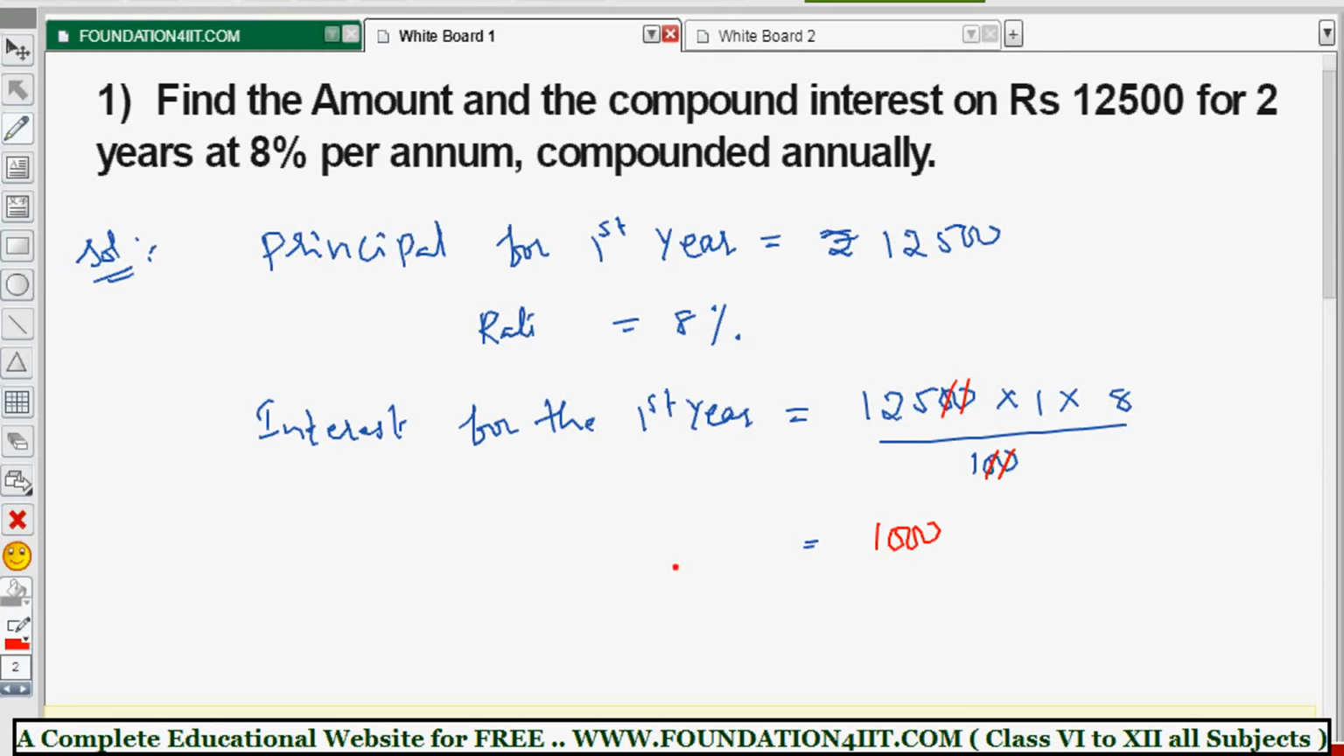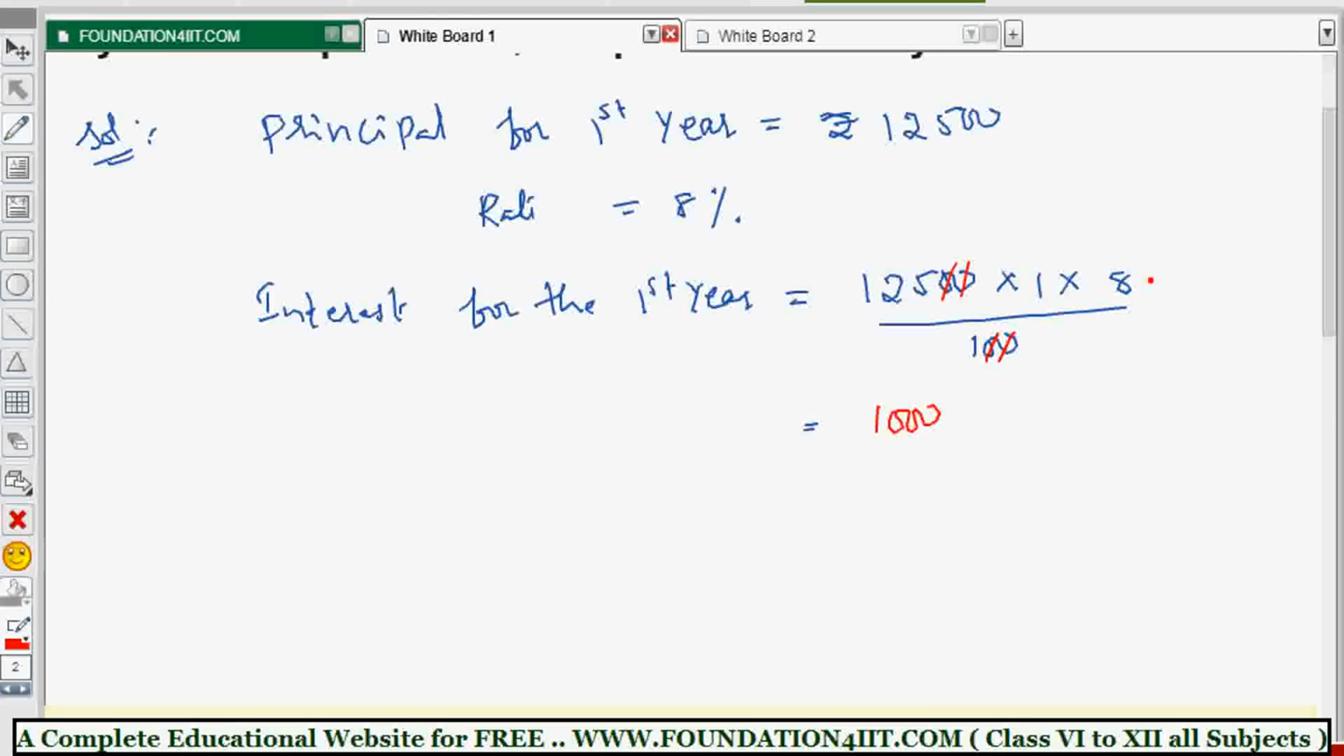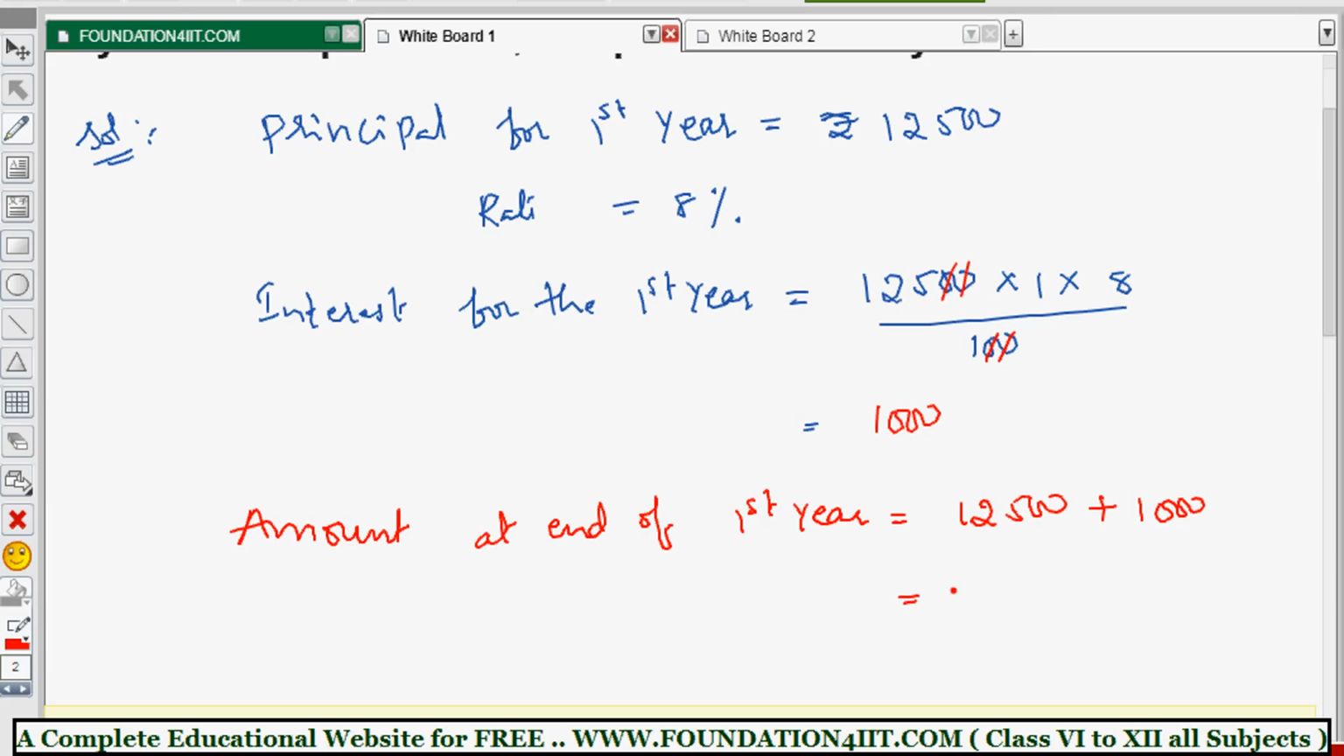Now the amount at the end of the first year. If you add the first year interest to the principal, the amount comes for the end of the first year. Till the first year the principal is 12,500 plus interest 1,000. Now the total is 13,500, the amount at the end of the first year. Now this is nothing but the principal for the second year. Always the amount becomes the next year's principal.